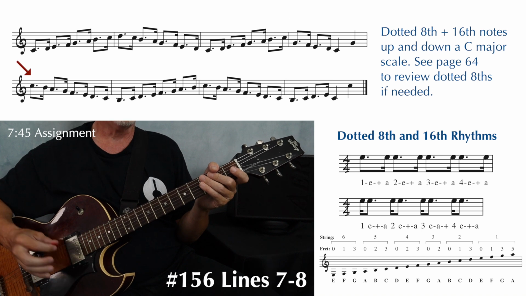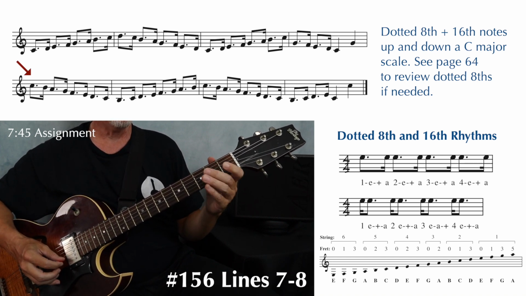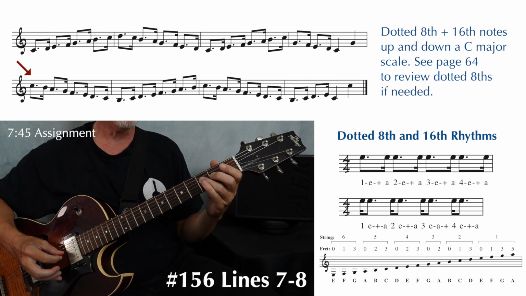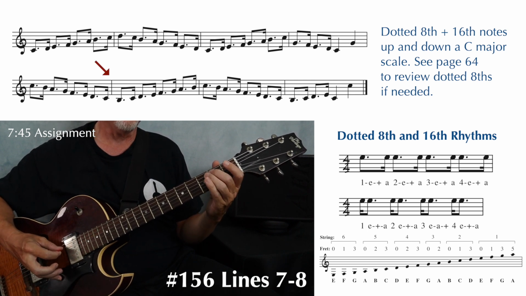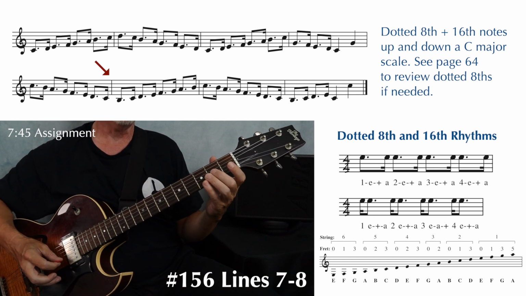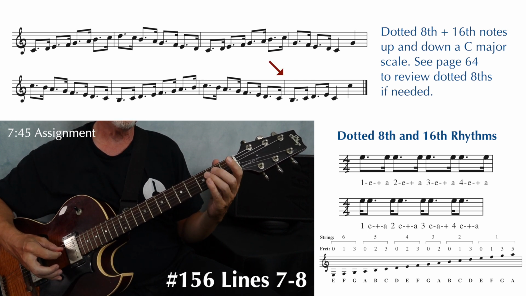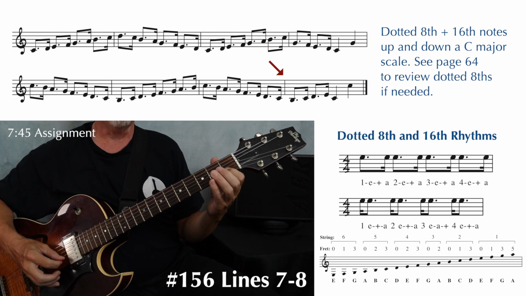And then line 8, we're just kind of playing everything in reverse. Now we have 1E and a 2E and a 3E and a 4E and a, continuing the same pattern, and ending with 1E and a 2E and a 3, 4.